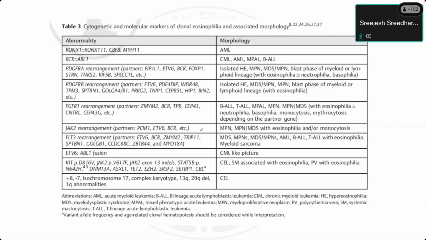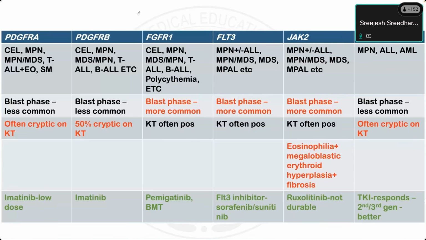It's very important to understand that the morphology of these is very varied. They can present with B-ALL, T-ALL, mixed phenotypic leukemias, MDS, MPN, a wide variety of presentations, but the common point is the presence of eosinophilia. So why is it important to identify the cytogenetic abnormalities? They are targetable, because if PDGFRA is positive, these patients respond to low dose imatinib. PDGFRB also responds to imatinib. Similarly, other tyrosine kinase fusions respond to either well-defined, easily available tyrosine kinase inhibitors or many experimental drugs.